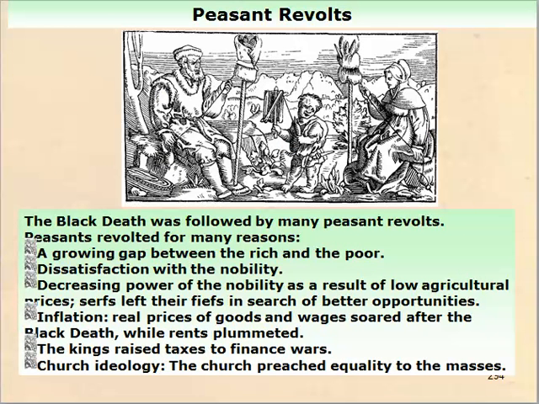Peasant revolts. The Black Plague was followed by many peasant revolts. Peasants revolted for many reasons. One, a growing gap between the rich and the poor, dissatisfaction with the nobility, and the increasing power of the nobility as a result of low agricultural prices. Serfs left their fiefs in search of better opportunities.